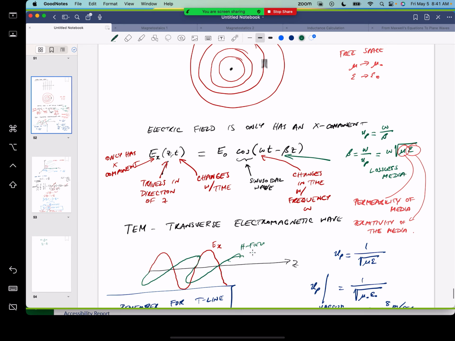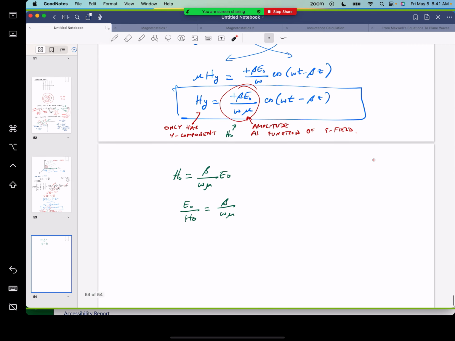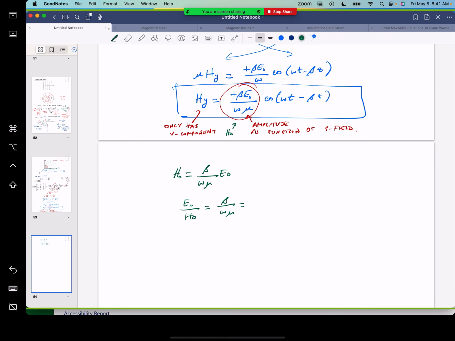Beta is defined as, going up to here, omega square root of mu epsilon. So I'm going to plug that in. Oh, I wrote this wrong. Sorry, guys. I flipped it. So E sub zero over H sub zero should be omega mu over beta. So this is omega mu over omega square root of mu epsilon. So this gives the square root of mu over epsilon.